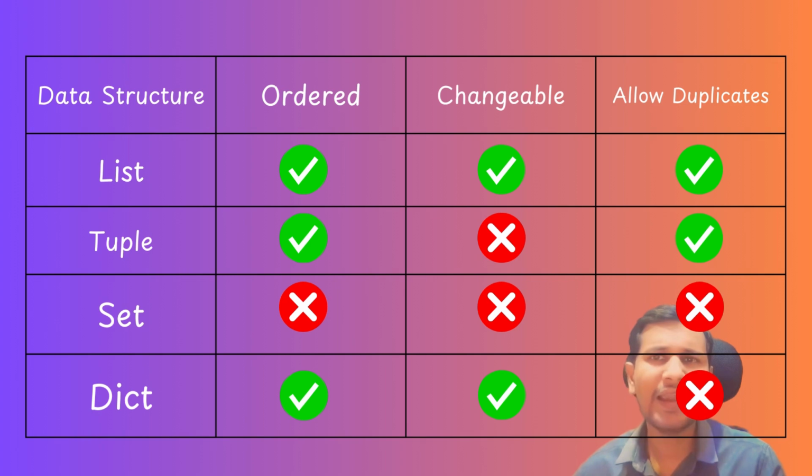When we talk about tuple, it is an ordered data structure. It will print in the same order in which we create it, but it won't be changeable, in the sense that once we create it, it can't be reassigned. But it allows duplicates. A set is neither ordered nor changeable, and it doesn't allow duplicates, so there is only one of each value. A dictionary is ordered and changeable, but it doesn't allow duplicates. Let us go to the next data structure.